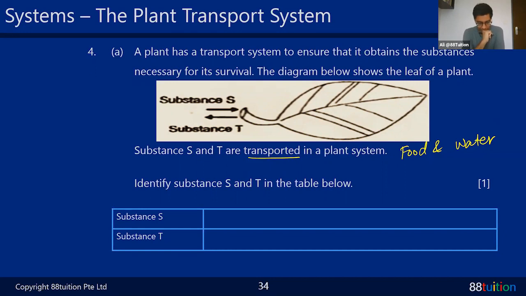We have a screen asking us what is the name of substance S and substance T. Substance S is the water. Substance S is the food. No, substance S is the carbon dioxide, or substance T is oxygen.